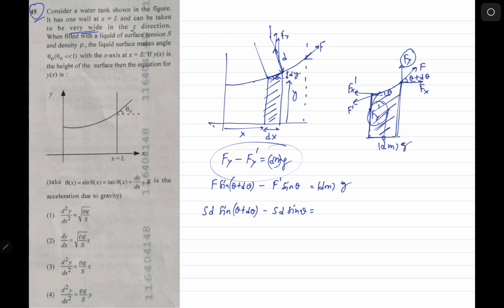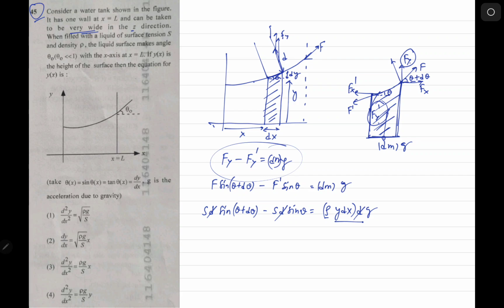So mass is equal to density into volume. What is the volume here? Y into dx into d, into g. So density into the volume, this is the volume, into g. Y is the height, dx is the width, and small d is the breadth, we can say. So d cancelled.